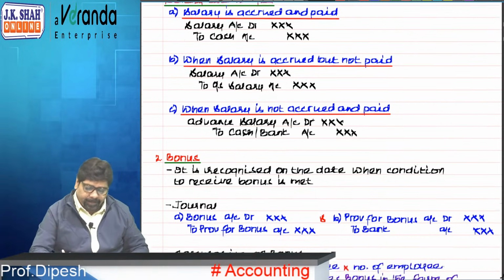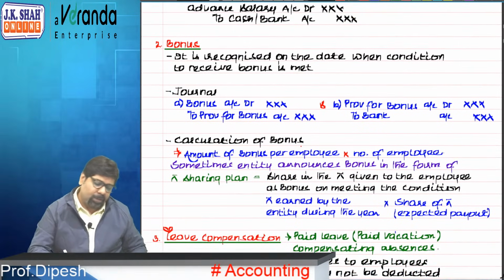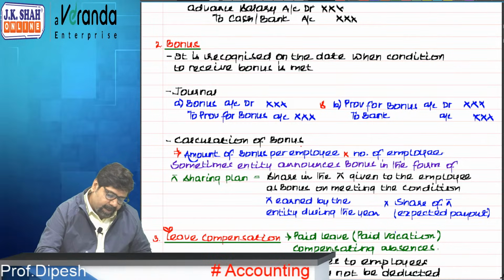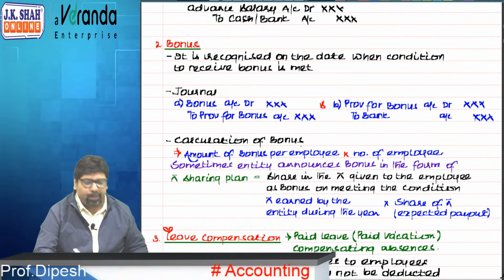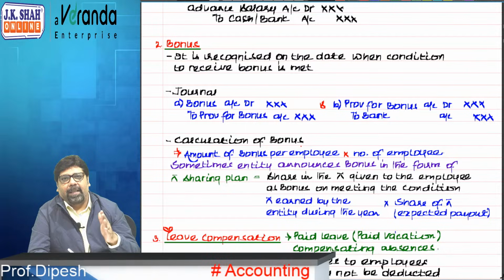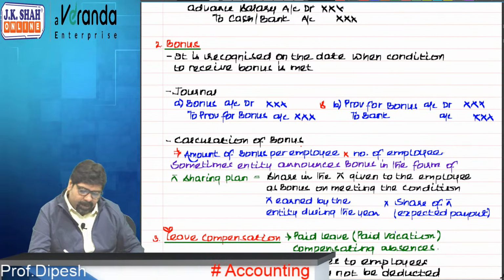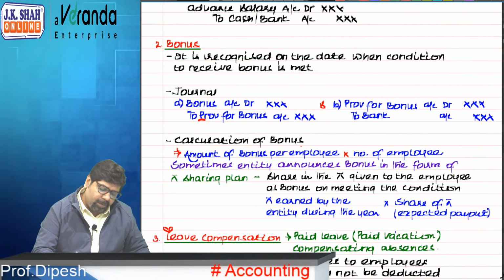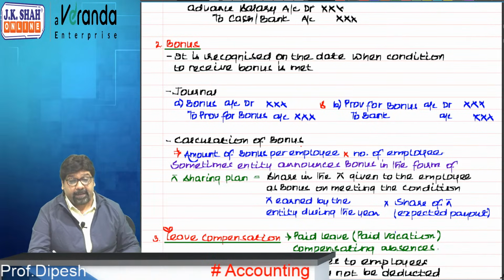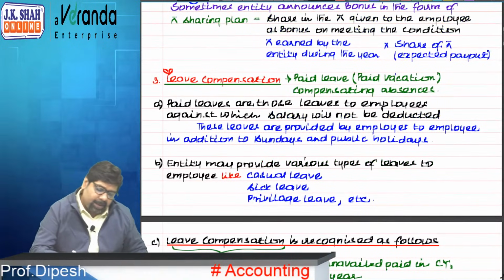Thereafter bonus. Bonus is recognized on the date when condition to receive bonus is met. Generally, you are supposed to stay in the organization for a period of 1 year to receive bonus. What's the journal entry? Bonus to provision, correct? Now, this is most important.